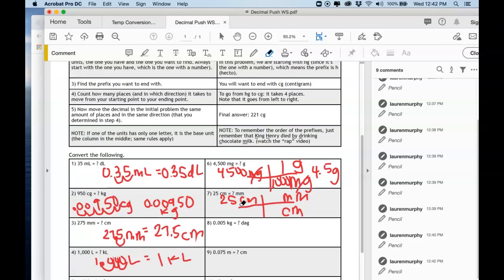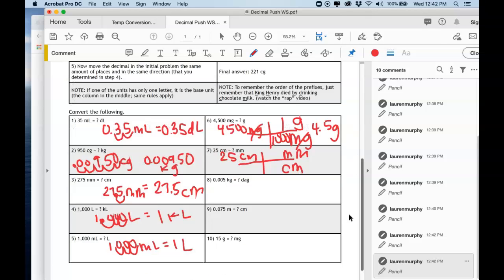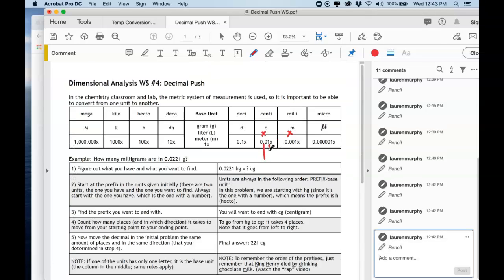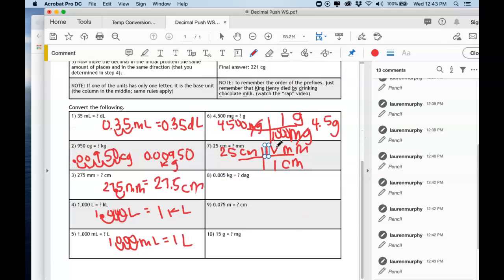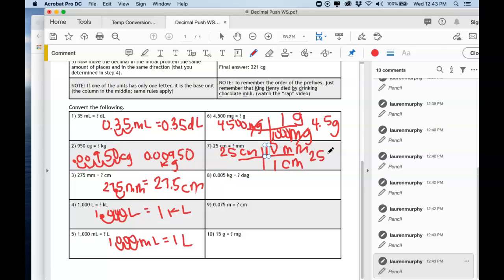So I'm doing centimeter to millimeter. I'm going from here to here. This one is the furthest to the left, so I'm going to put the 1 here. So 1 centimeter. And then I just have to go over 1 spot, so that is 10 millimeters. So it's 25 times 10, and you end up with 250 millimeters. Okay? All right, let's try the next one.